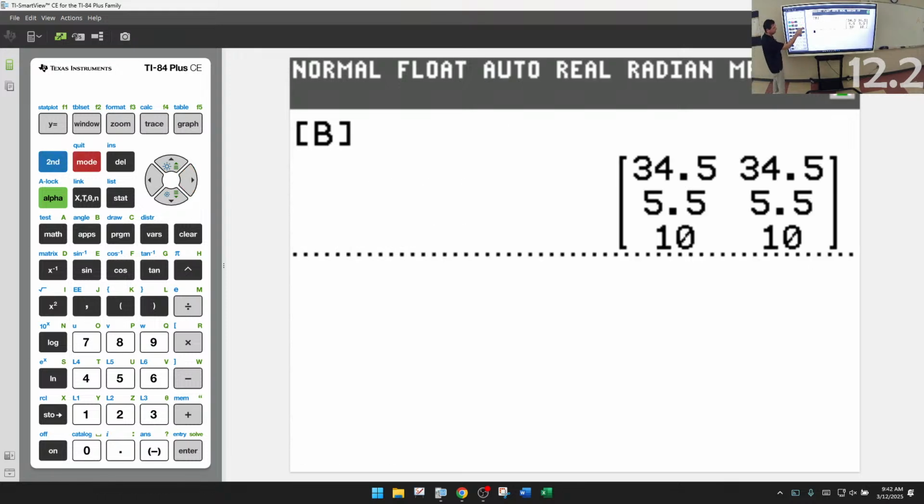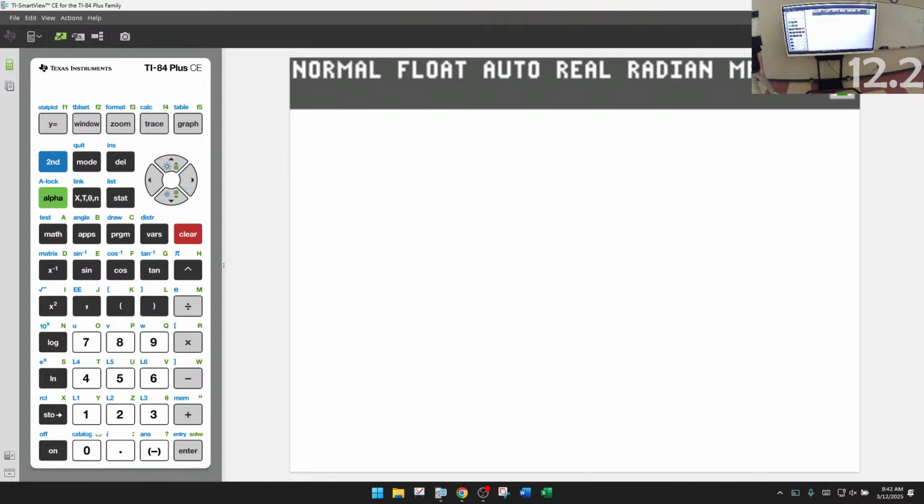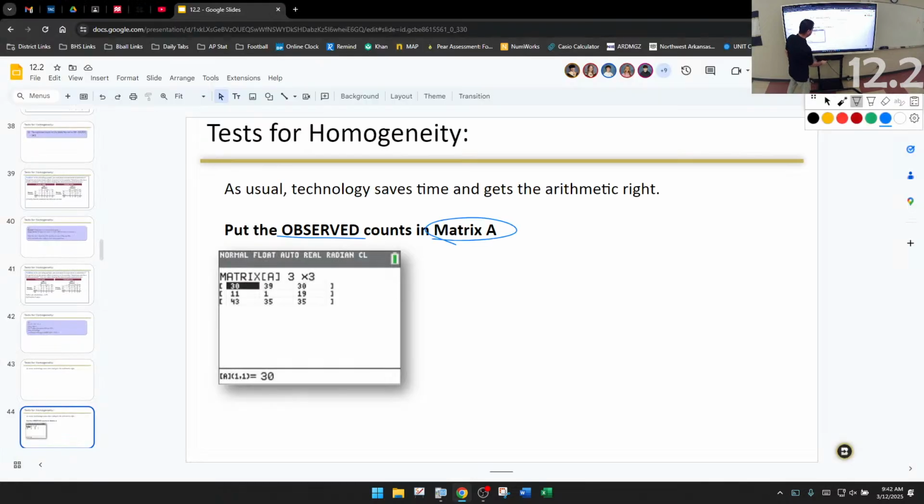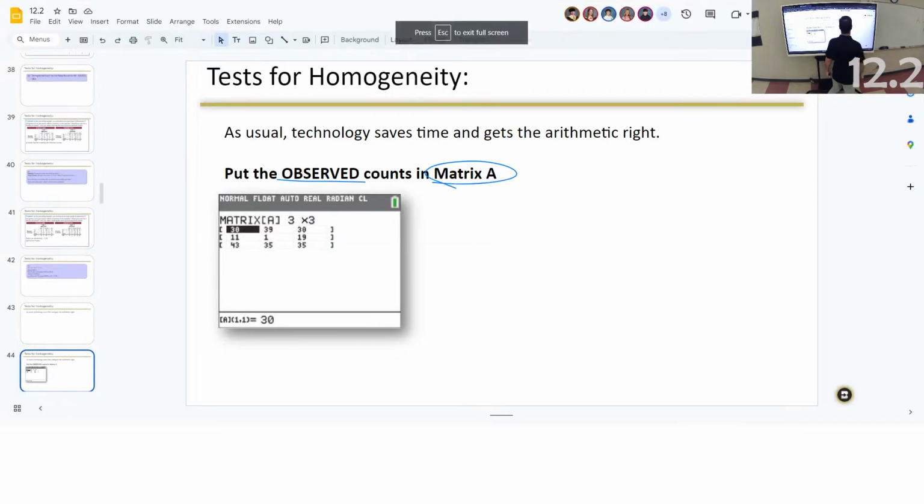Okay? Any question about the calculator on that? Get good at it. Slideshow. Here we go.